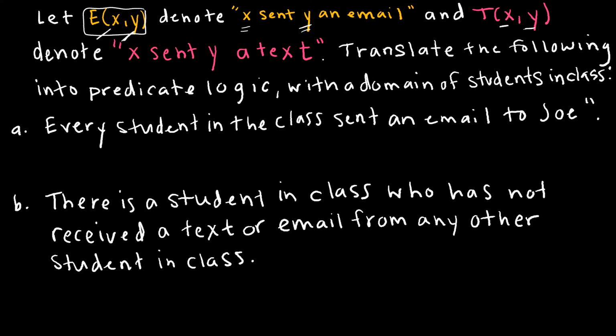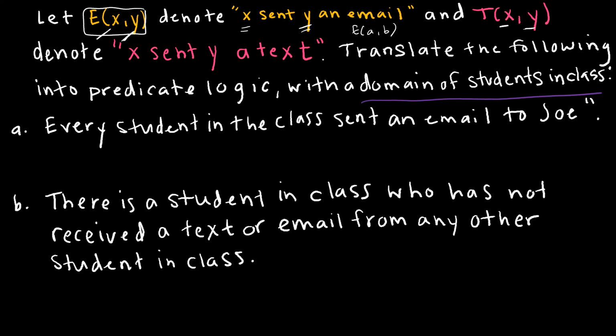So if later you see me write E(a,b), that would just mean that a sent b an email. Hopefully you get that. So now let's continue on. We are going to translate these statements given the domain of students in class. So we'll start with A.